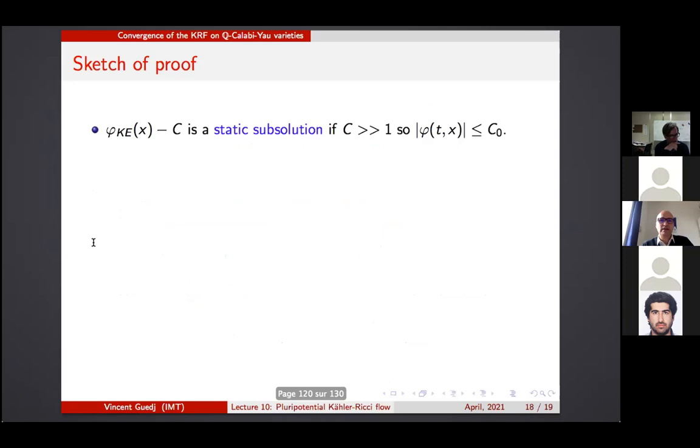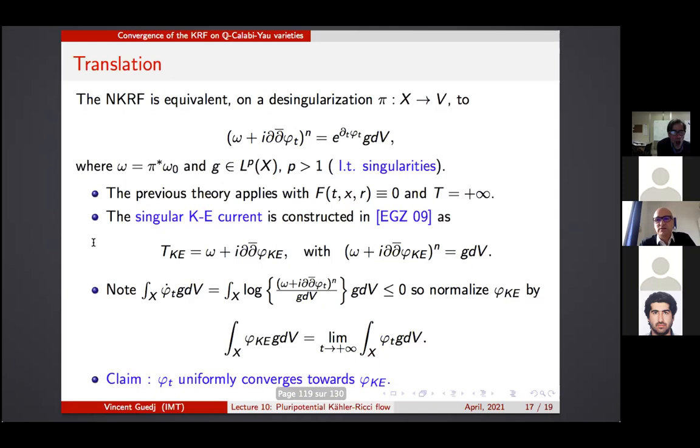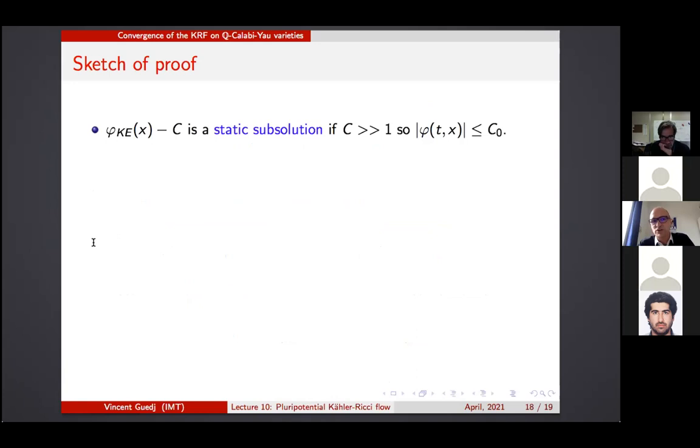And the proof goes like this. One first observes that phi KE minus a large constant is a subsolution. It is called a static subsolution because it is independent of time. Let me go back to the slide where the equation is. You see that in the equation, if phi t is replaced by phi KE, then the time derivative is zero and phi KE is a solution. Now, if I replace phi KE by phi KE minus a constant, then the equation is the same. But what I do gain is that at time zero, I'm lying below phi zero. So the minus C here is just to make sure that at time zero, I'm less than phi zero. So I get this way a subsolution.